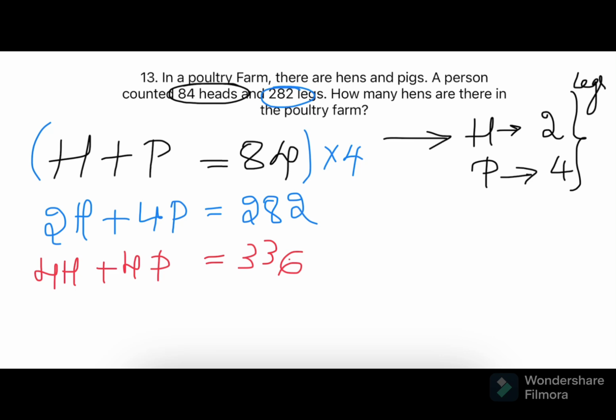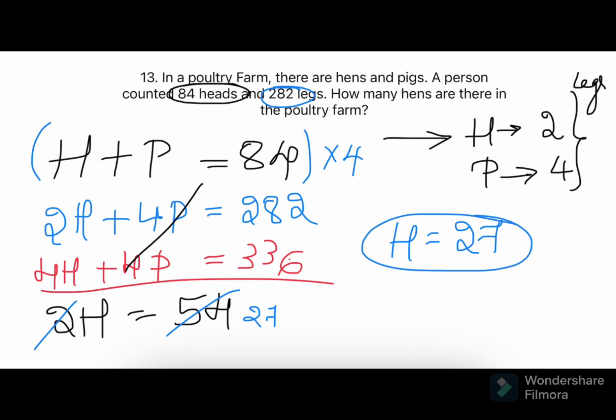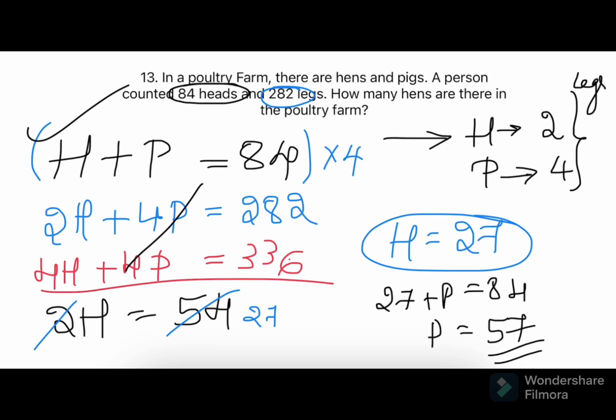336. Now we can take the difference of the two. So when we take the difference, what we ultimately get is 2h, and p gets cancelled. 2h is equal to 336 minus 282, which is equal to 54. Therefore, number of hens is equal to 27, because 27 times 2 is 54. If number of hens is equal to 27, how many pigs are there? We can consider this equation 1. 27 plus p is equal to 84. Now what is the total number of pigs? It is 84 minus 27, which is equal to 57.